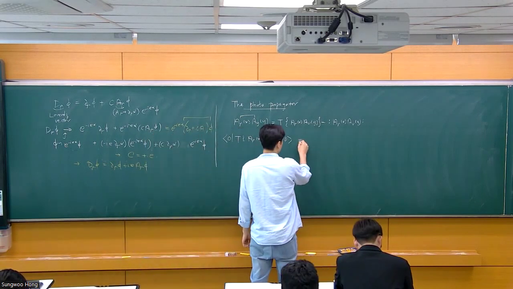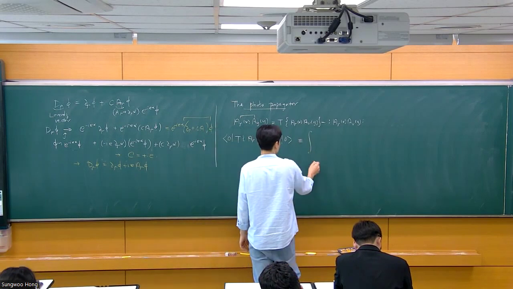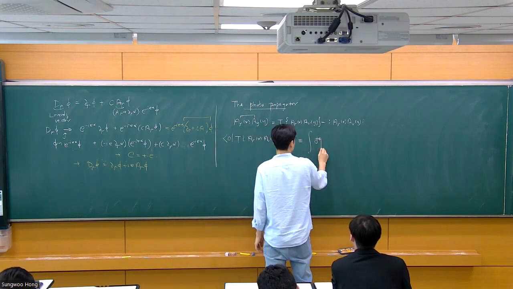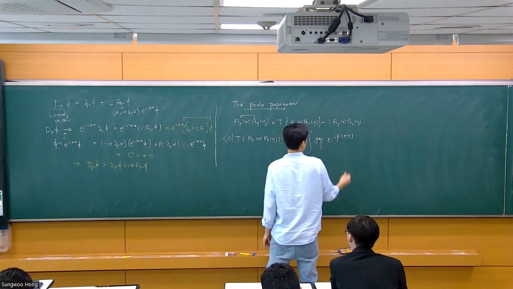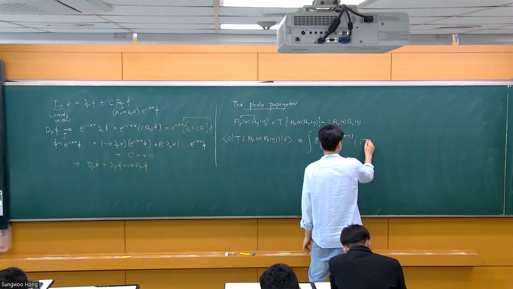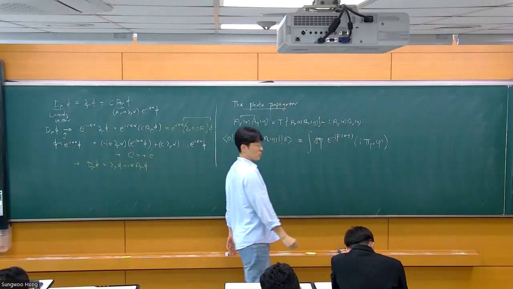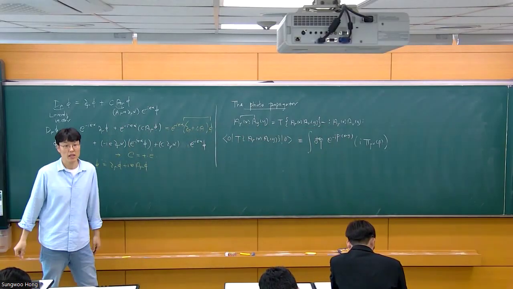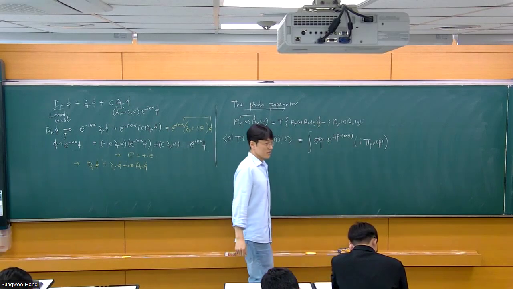And so let's write this as a Fourier transform: the integral d^4p over (2π)^4, e^(-ip(x-y)), and then the momentum space propagator, which let me write as i times D_μν. Okay, so far this is a definition of this correlation.